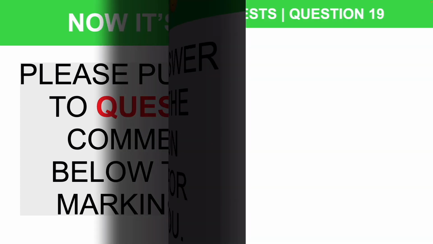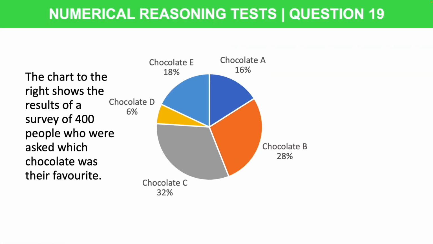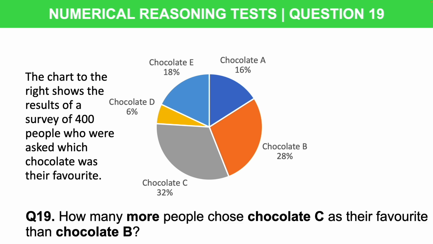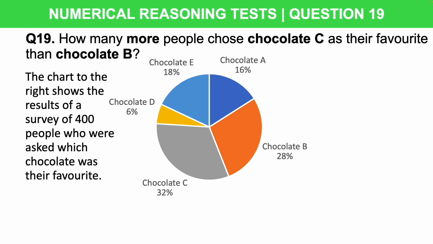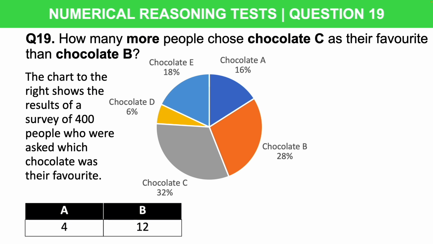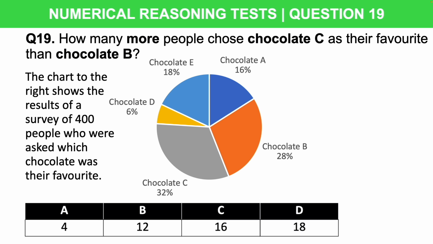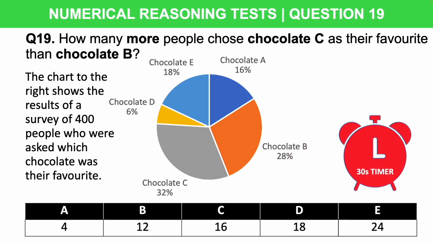So here we go. The chart to the right shows the results of a survey of 400 people who were asked which chocolate was their favorite. So question 19 is, how many more people chose chocolate C as their favorite than chocolate B? Is it A, 4, B, 12, C, 16, D, 18, or E, 24? Your 30-second timer to answer this starts now.